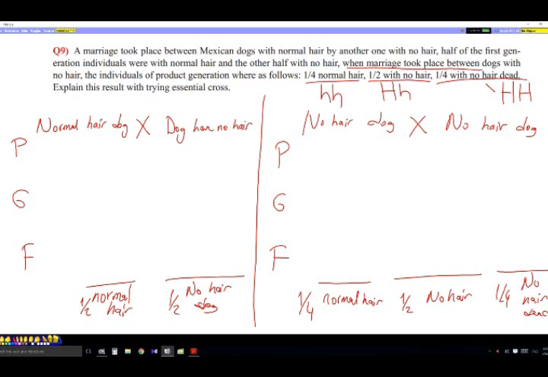To explain this result, we try a test cross. So the normal hair dog is small h small h. The dog with no hair but living is capital H small h. They produce gametes.